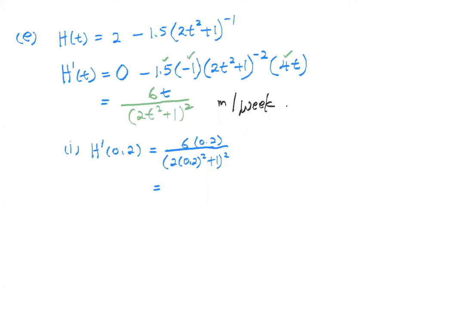Okay, so I substitute, but I'm not going to use my G. I'm going to use my GC. I call out my Y2. Then I put in 0.2. So what is the answer?